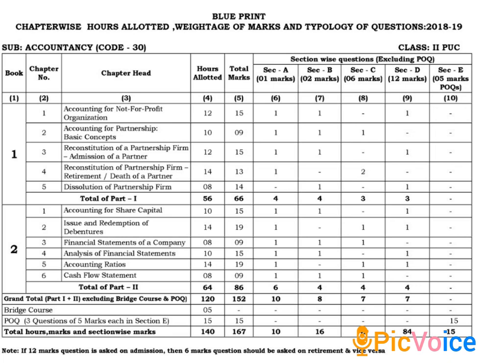Next chapter is number 4, analysis of financial statements. In this chapter we will learn how to analyze financial statements. The techniques and tools of analysis of financial statements are given, meaning comparative and common size techniques. For this chapter 15 marks are given. Out of this 15, one question for section A, one question for section B, and one question for section D.